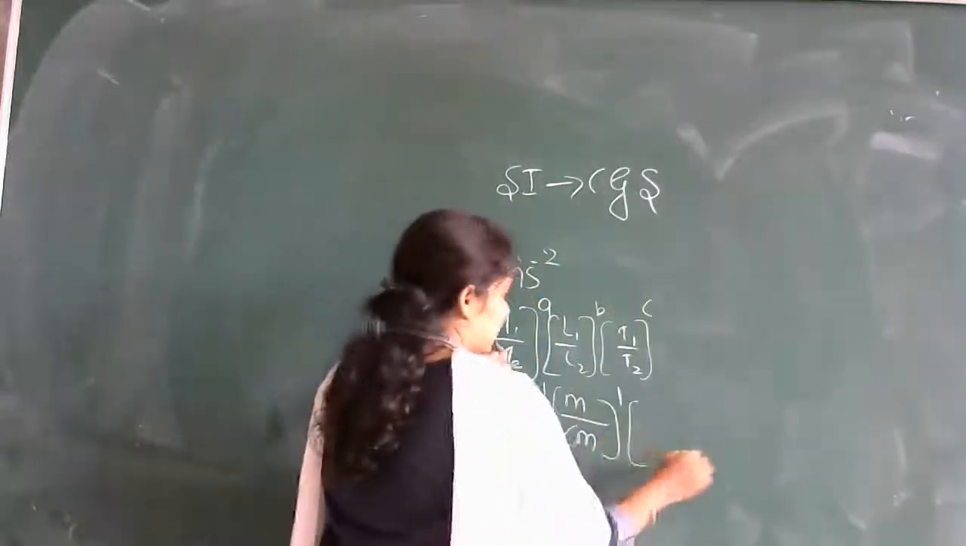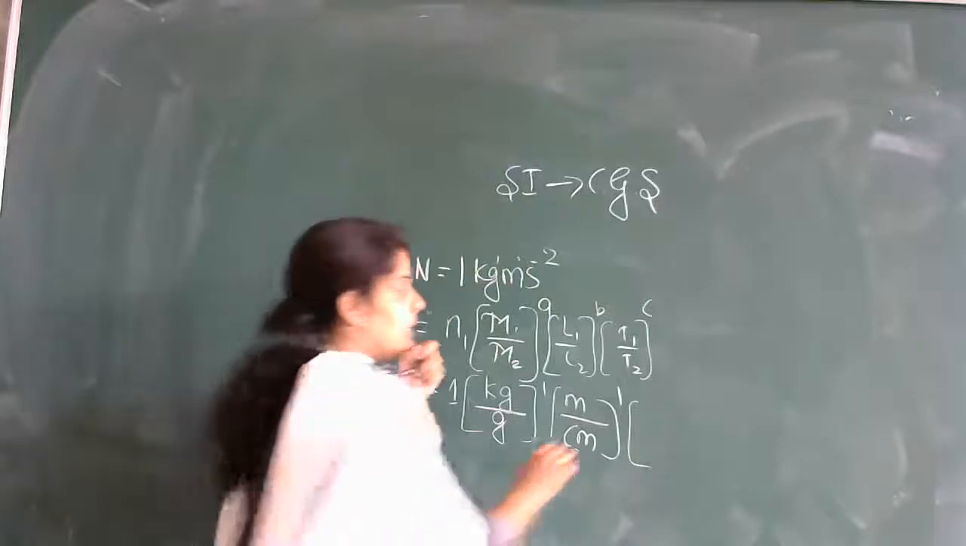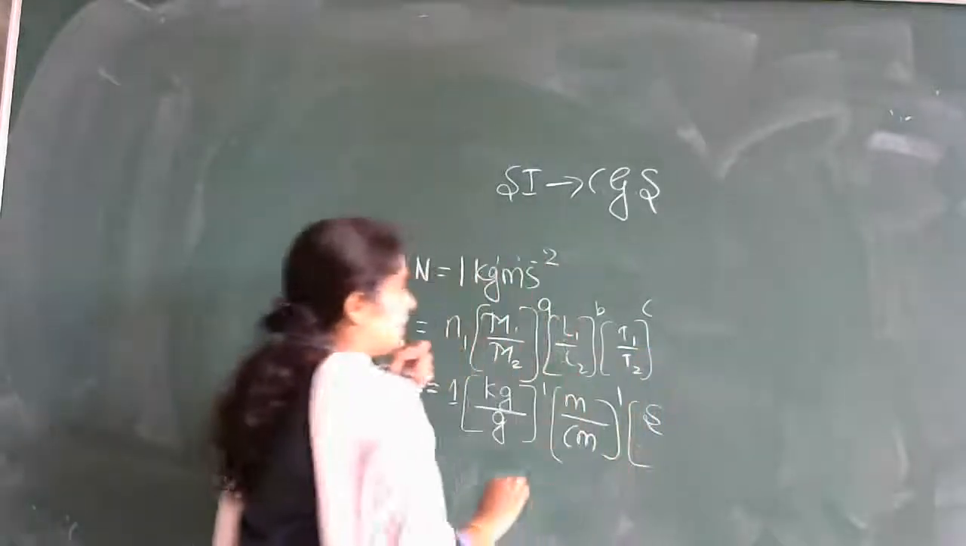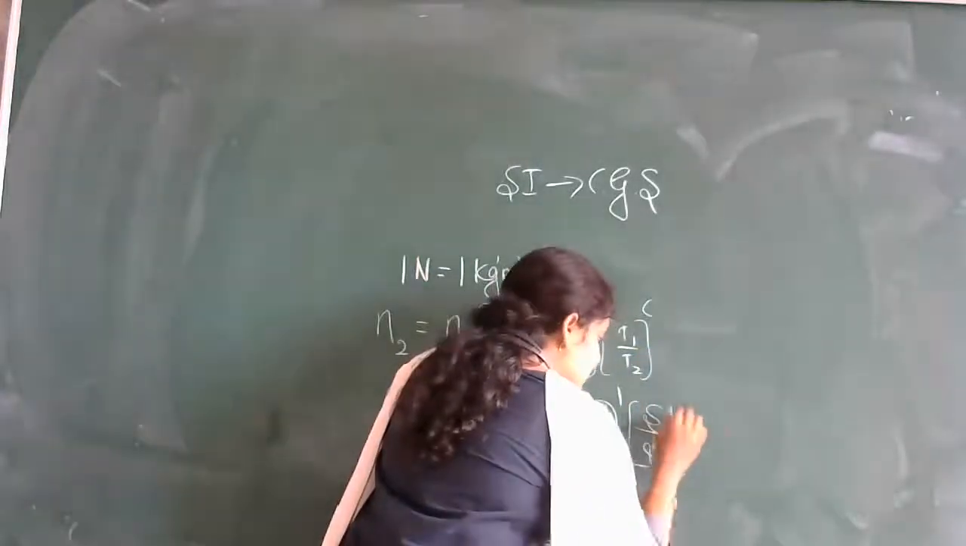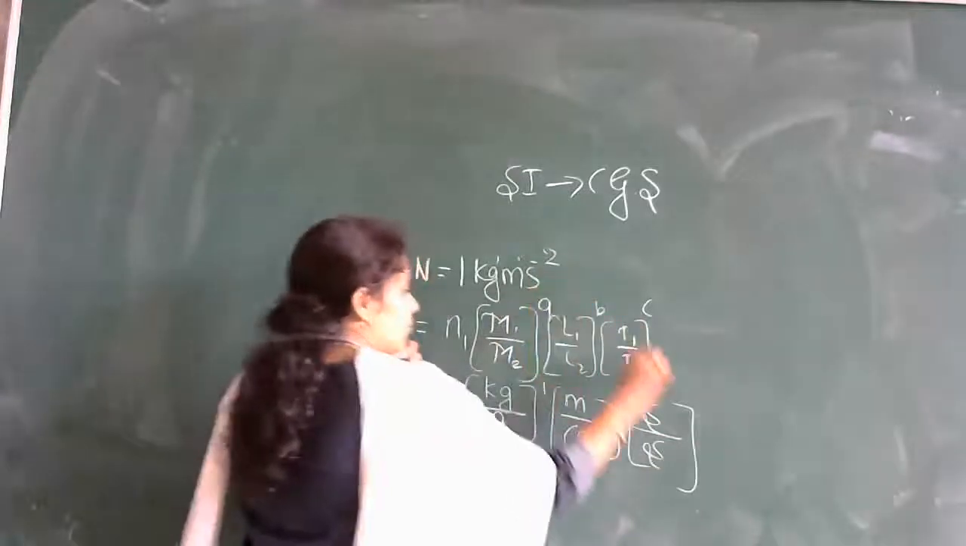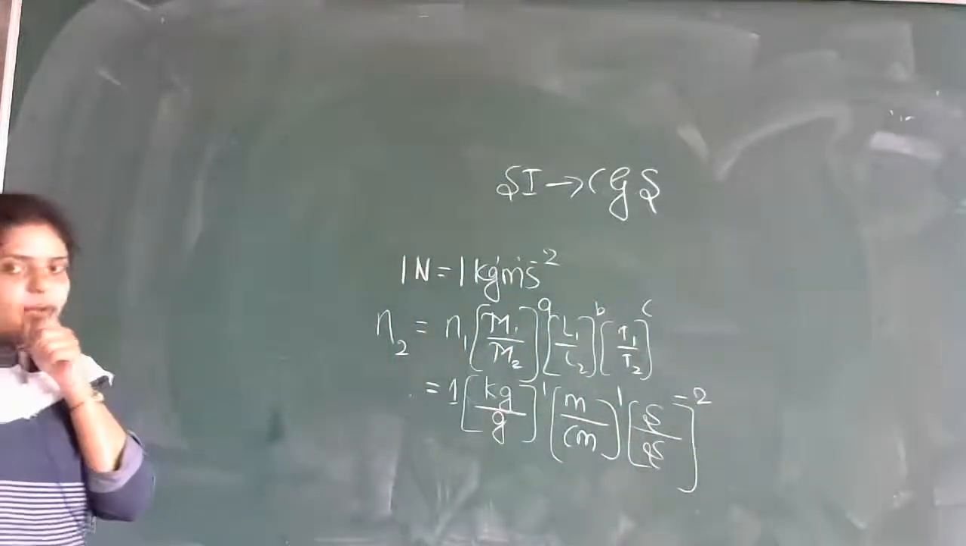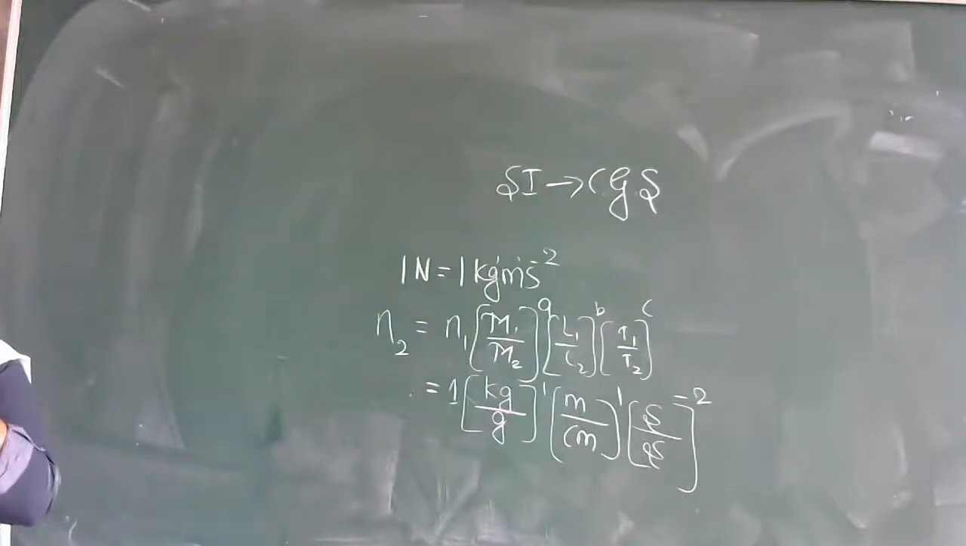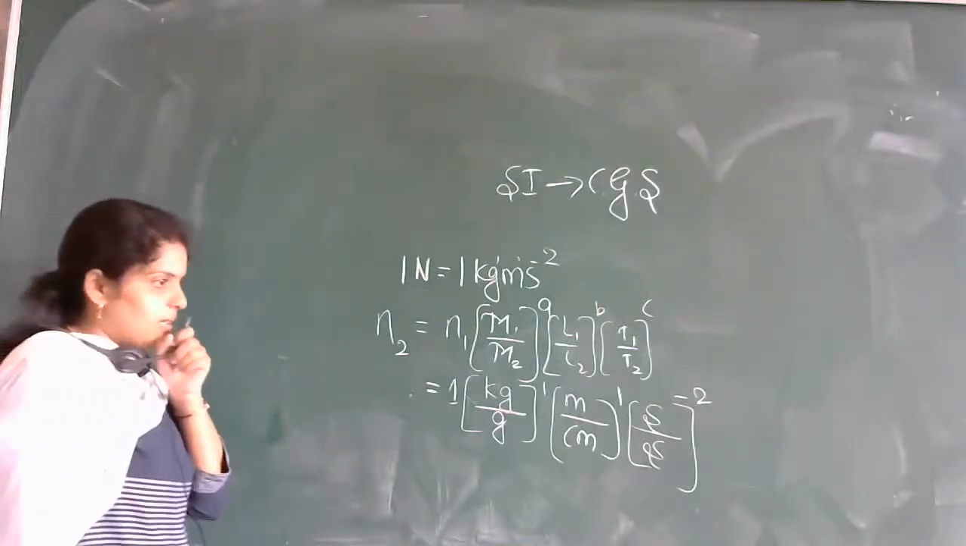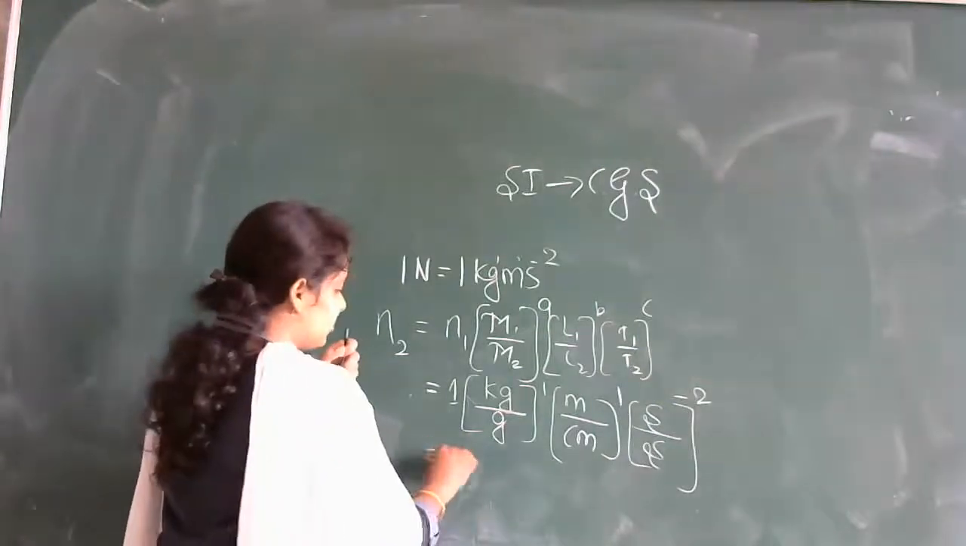Next, the unit of time in the SI system is second, and in the CGS system is also second, and here we have to the power of minus 2. Now you just simplify this. I hope if I write it down here it is visible.